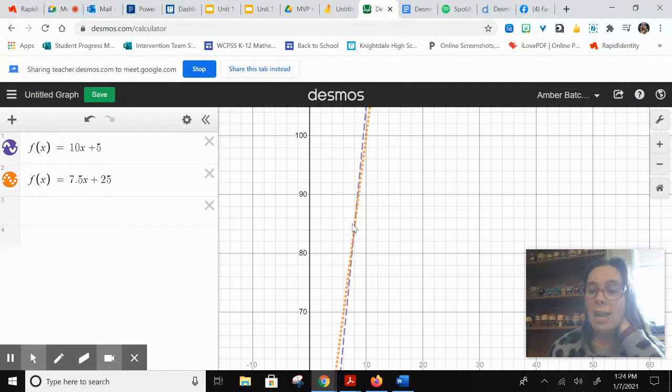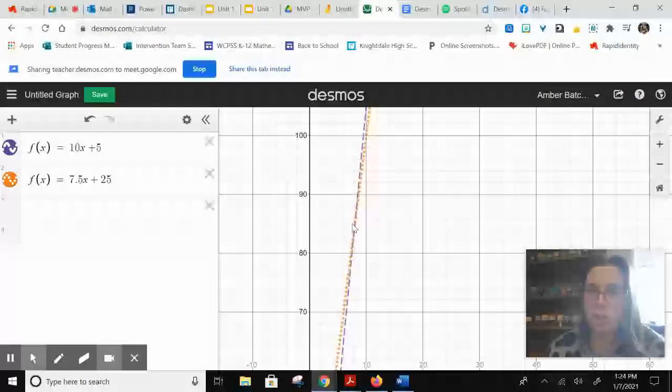So I can actually find where they're intersecting. I couldn't hear what you said. Sorry, that was my Apple Watch kicked on for some reason.